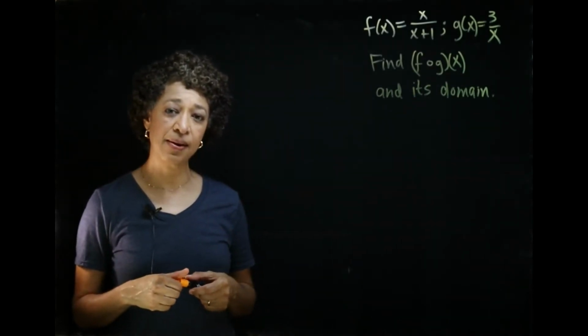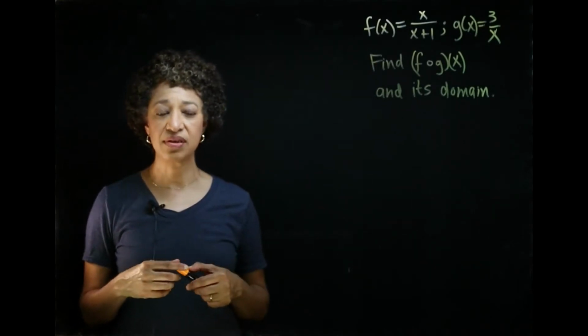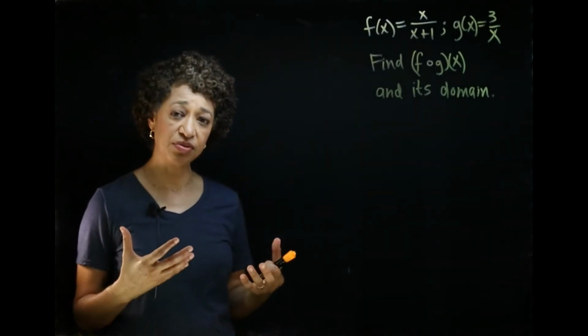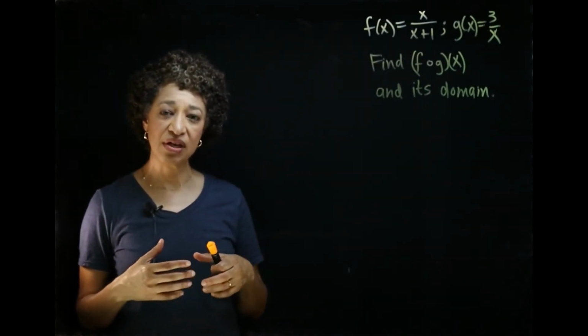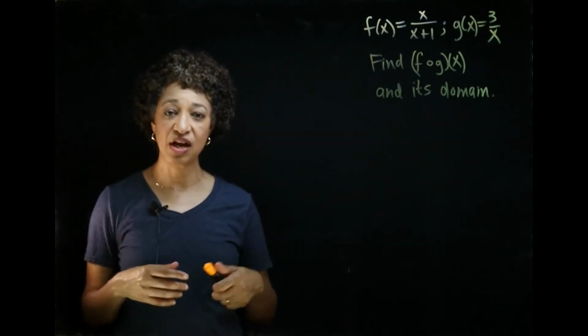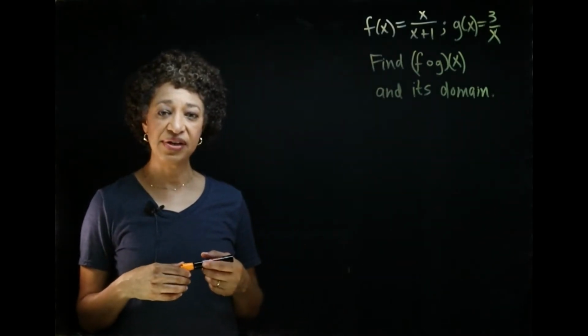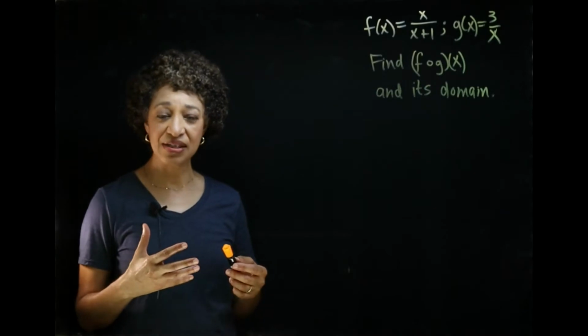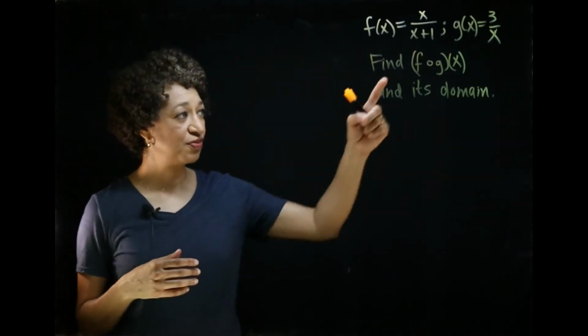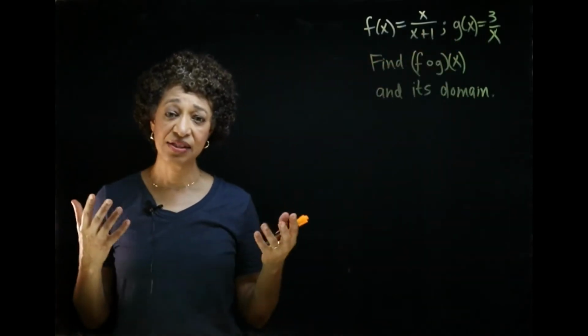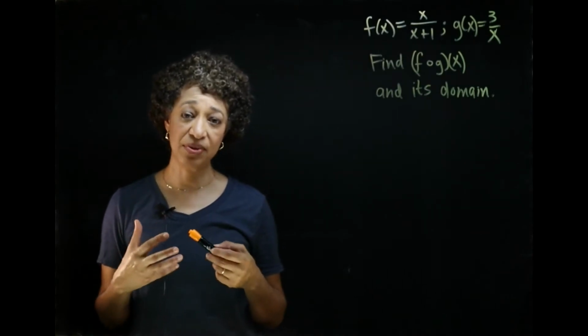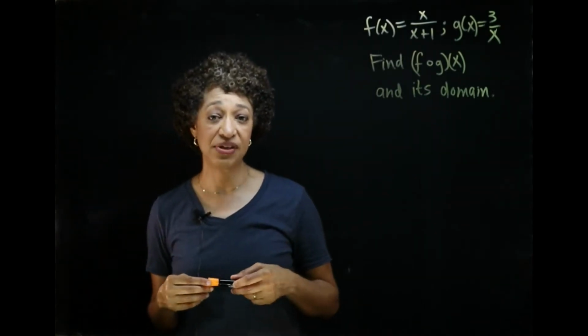In mathematics, today we're going to talk about composition of functions part 2. In part 1 we talked about the basic operation of composition, and in this video we're going to go a little deeper and talk about rational functions and their composition, as well as radical functions and their composition, and we're going to look at the domain of each.